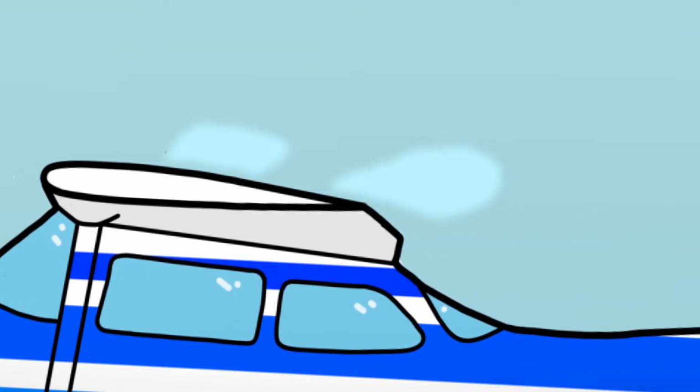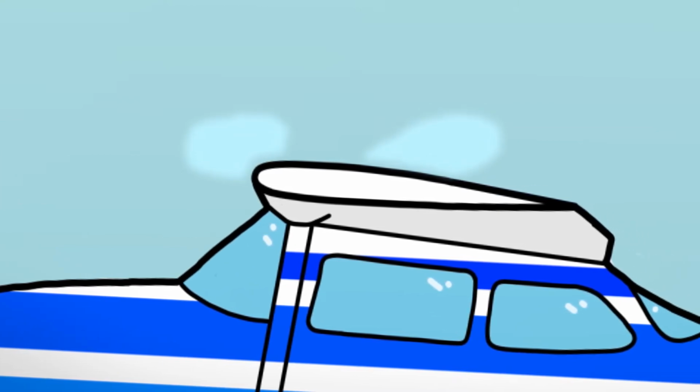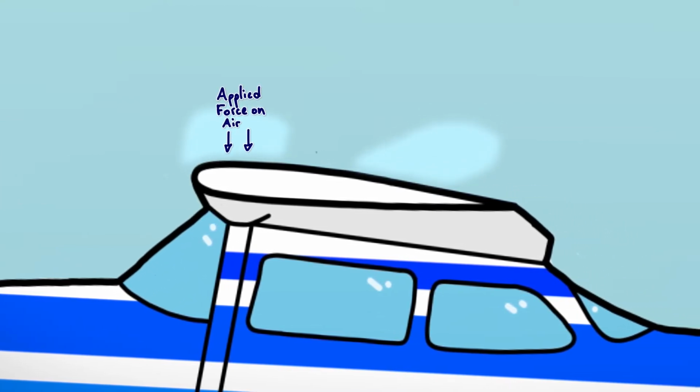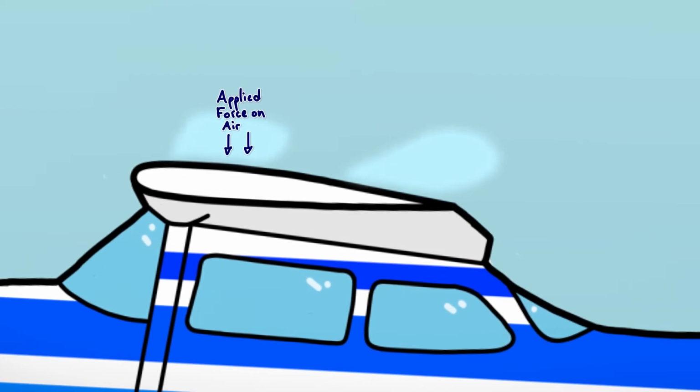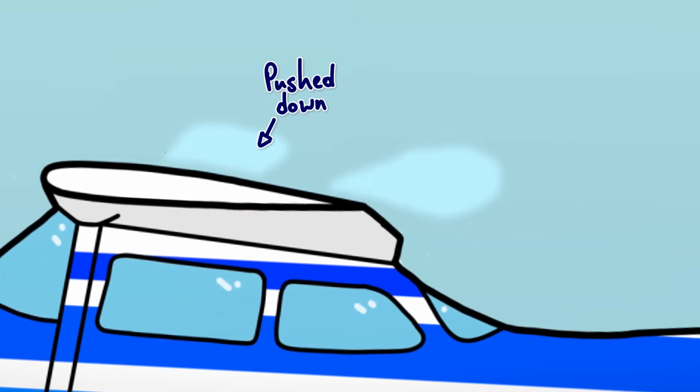Because of Newton's first law, we know that since the air was originally motionless, the wing of the plane must have acted on the air with a force. And we know that since the wing acted on the air with a force, the air must have acted on the wing with the same amount of force, but in the opposite direction. Since the air was pushed downwards by the wing, the air must have pushed upwards on the wing, thus our main source of lift.